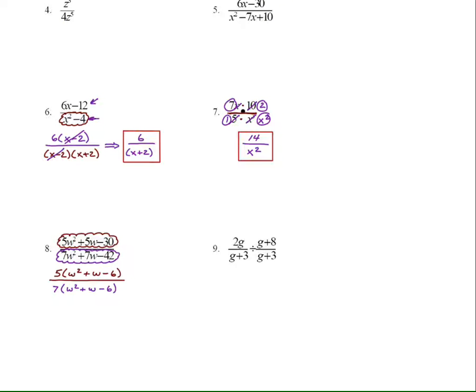So the easiest thing to do is right here, notice that w squared plus w minus 6, I have one of those in the top and one of those in the bottom, so I would just reduce those as is, leaving you with just 5 over 7, and that would be your answer.